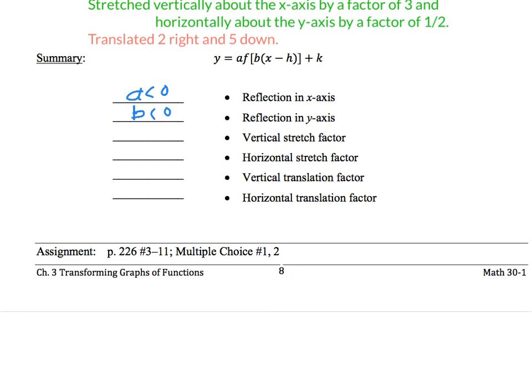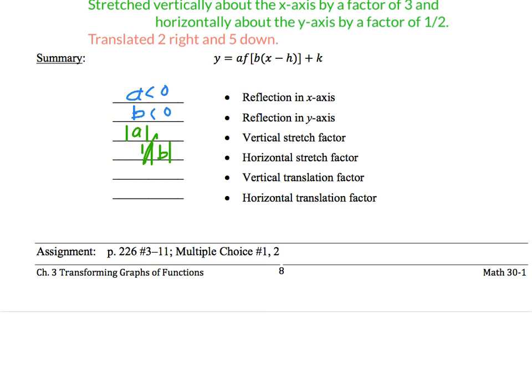Our vertical stretch factor is the absolute value of a. So if a is negative, that's going to take care of the reflection, so we just look at the absolute value of a to figure out the stretch factor. Similarly, the horizontal stretch factor isn't b, but it'll be 1 over, and again we'll do the absolute value of b. That should be 1 over the absolute value of b.